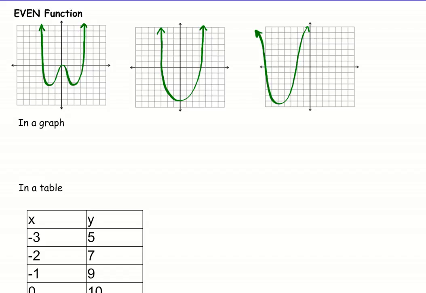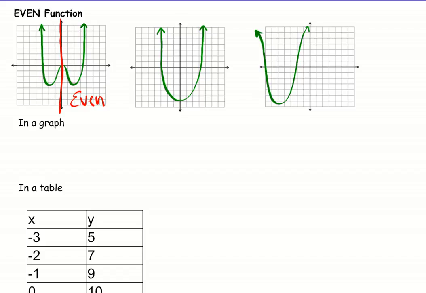Now, let's talk about even functions. What makes even functions even functions? Well, an even function has a line of symmetry, and that line of symmetry has to be the y-axis. If the line of symmetry is not the y-axis, then it is not an even function. Line of symmetry means I can fold something in half and it looks exactly the same on both sides. So that means this picture here, this one's even.